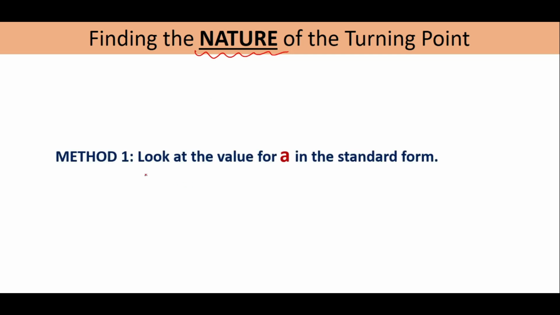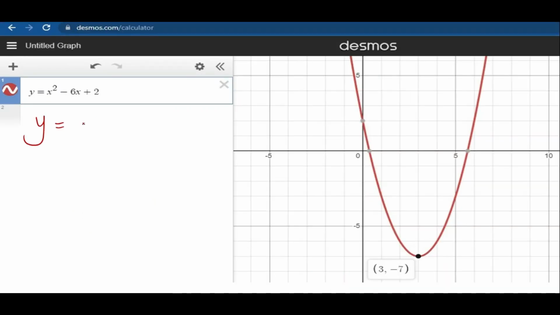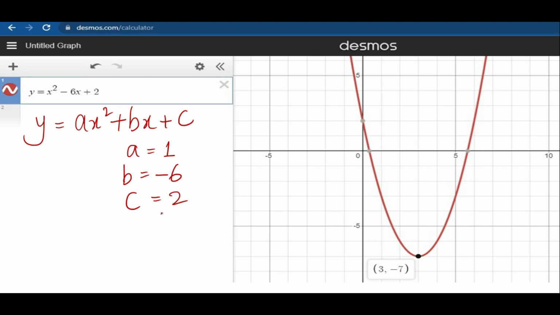Method 1 that we can use is by looking at the value for a in the standard form. We know the standard form, which is ax squared plus bx plus c. So in the standard form, how can we look at a and decide whether it's a minimum or a maximum point? See, if your y is in the form ax squared plus bx plus c, you can see a is plus 1, b is minus 6, and c is plus 2.